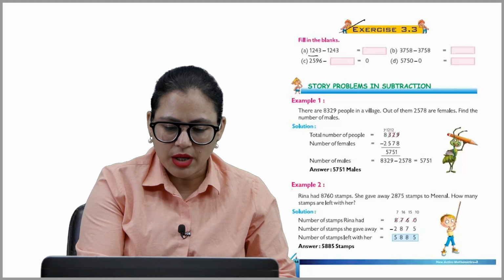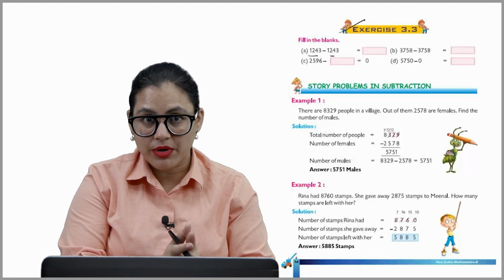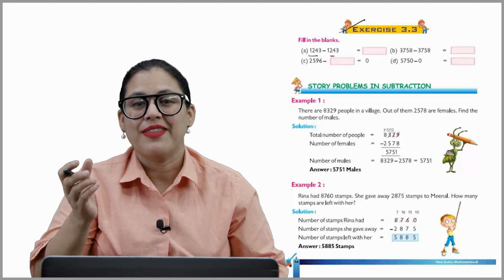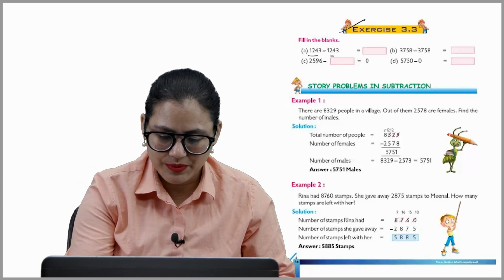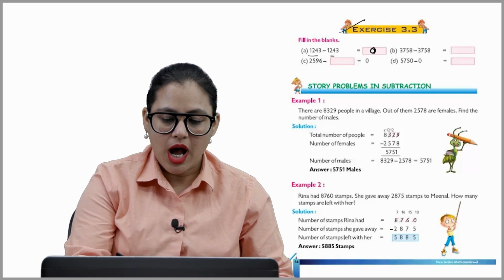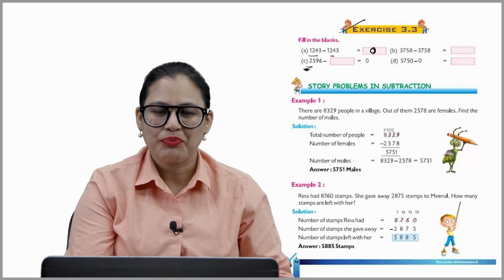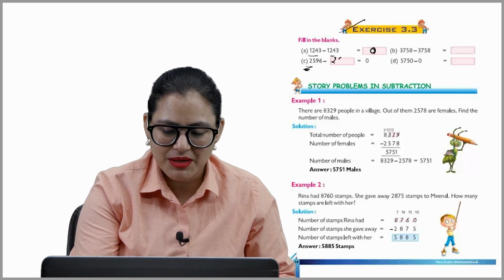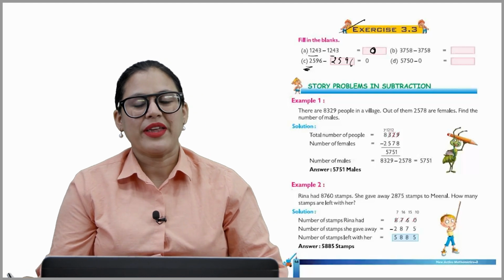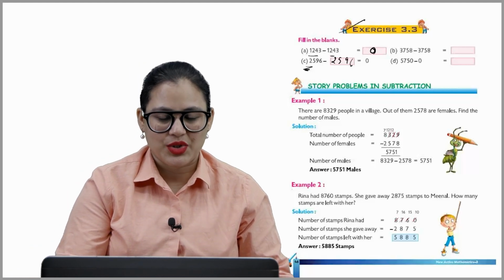Fill in the blanks. See, these two numbers are same. When the same number is subtracted from the same number, the answer is 0. Okay. Now, how much should we subtract from this number so that we get 0? We will subtract the same number. Okay. Now, story problems and subtraction.